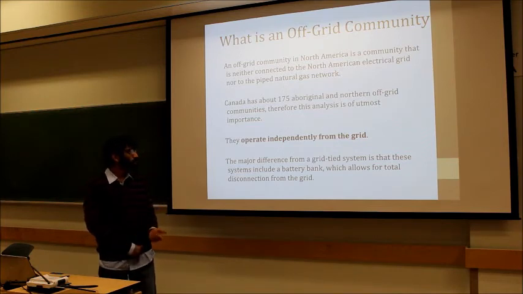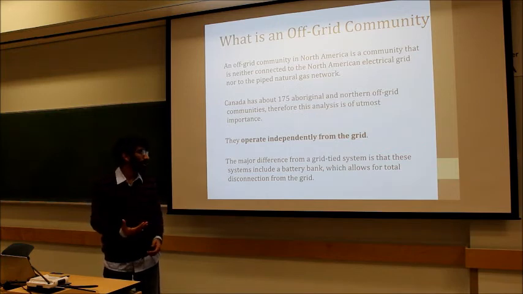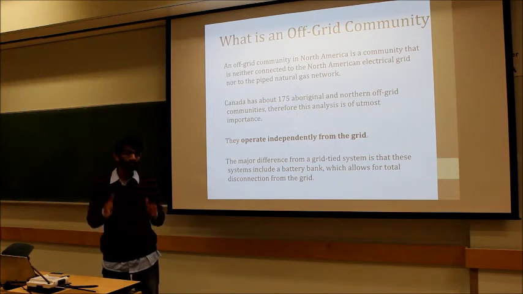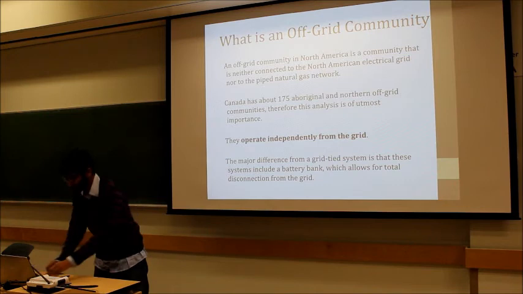These communities operate independently from the grid. The major difference between a grid-tied system and an off-grid system is that an off-grid system includes a battery bank, which allows for total disconnection from the grid. This is especially important and will be discussed in detail by Dipankar later on in this presentation.